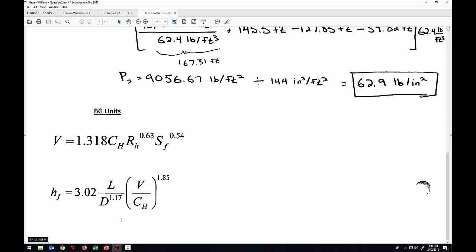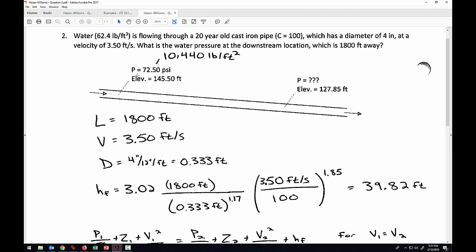We're going to put it into the energy equation, and here the Hazen-Williams equation will be used to estimate the head loss due to pipe friction. The first thing I did was convert the given pressure in PSI, pounds per square inch, into pounds per square foot. So you multiply by 144 since there are 144 square inches in a square foot. Now we've got our length, velocity, diameter, needs to be in feet, by the way, for us to substitute it into the Hazen-Williams equation, and that tells us that there's 39.82 feet of head loss.